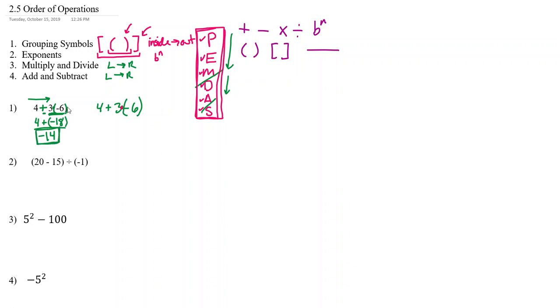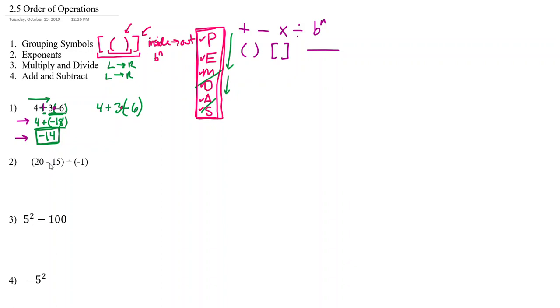So notice it took me 2 lines to do this. 1, 2, because there were 2 operations, addition and multiplication. And that's going to be very typical. So we do the operations as we find them in the order of operations, not from left to right, but in the order that you're supposed to do them.